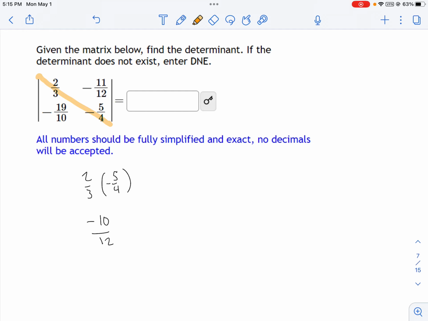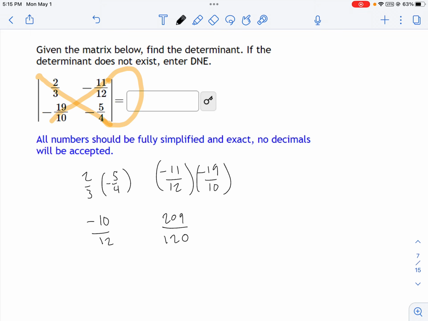Okay, and then from there, I'm going to swing around and find the product of our other two numbers on the opposite diagonal. So that means we're going to find -11 over 12 times -19/10. And find that product, which is going to be -11 times -19, which gives us a positive 209, and then 12 times 10 will be 120.